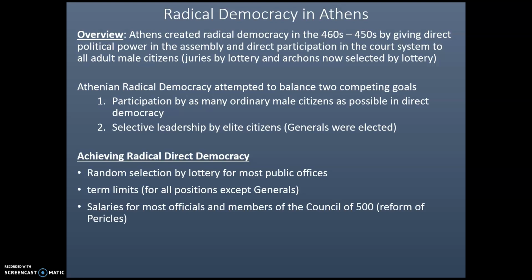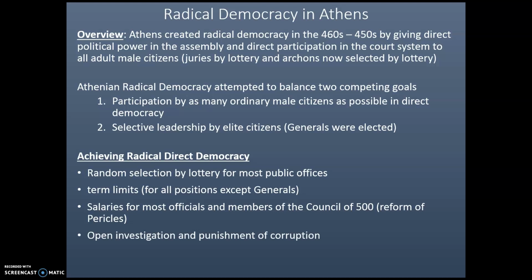Really major change here. A reform of the general Pericles was to offer salaries for most officials in the government. This is a really important change: to pay government officials. Otherwise, only the rich could participate because they have enough money that they could live on. They could go away from their jobs. Very difficult to do. You can't just give up a year of your life to work for free all the time. And so this ensures that there is participation.